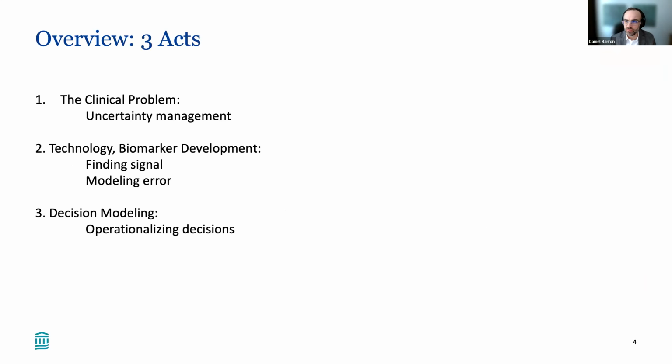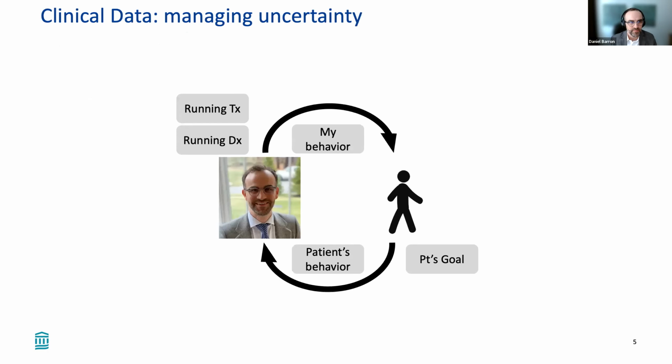So after a brief prelude discussing some Massachusetts or Framingham specific analyses and data collection, I want to describe what I view as the clinical problem, specifically in psychiatry, how technology and biomarker development can proceed, and then types of decision modeling that I think are promising.